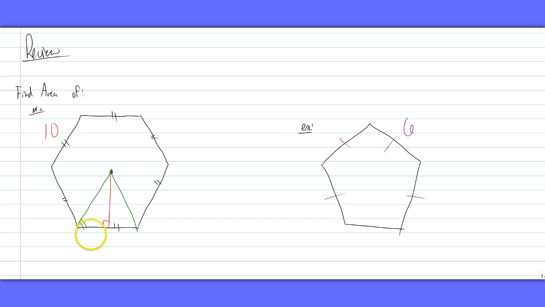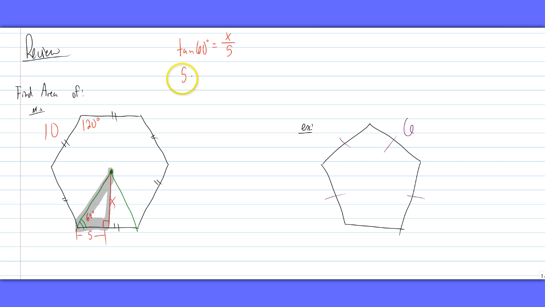Since each side of the regular hexagon is 10, that means that this little length down here at the bottom is 5. Calculate the measurement of each angle in the regular hexagon, and that comes out to 120 degrees, which means that when you draw in one of these radii, it creates a 60-degree angle. Next up, using this gray right triangle, we can find the length of x using trig. So we could say specifically that the tangent of 60 degrees is equal to opposite over adjacent.